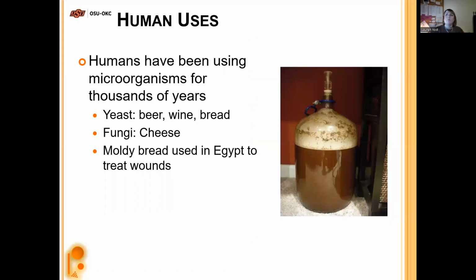All right. Humans, how do we use microbes? Yeast give us beer, wine, and bread, and fungi give us cheese. Moldy bread was used in Egypt to treat wounds. Cool stuff, right? Because penicillin, we discovered, comes from mold. They figured it out in ancient Egypt.